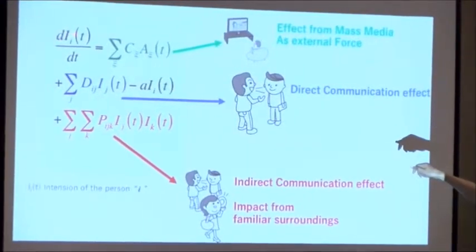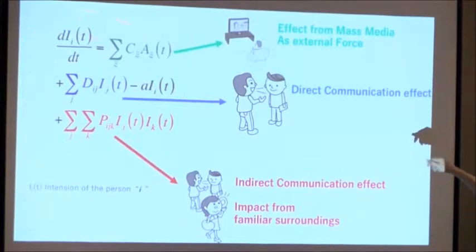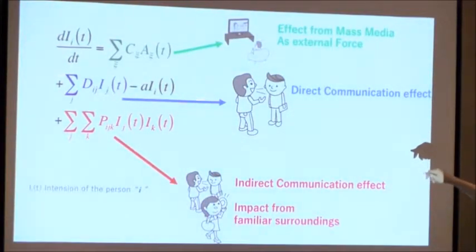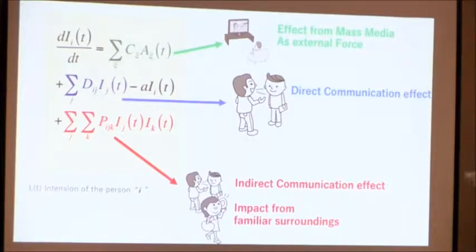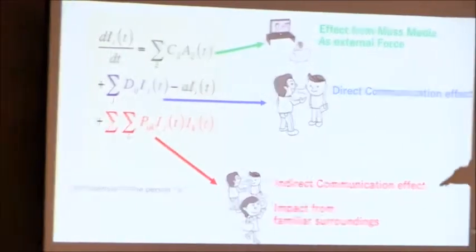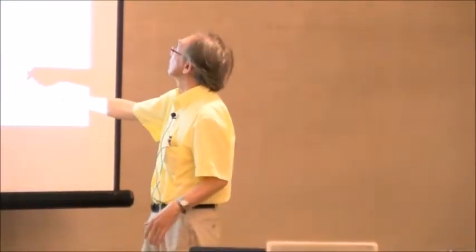The intention I of person I at time t is affected by mainly three parts. The first part is the effect of the mass media, which we considered as an external force, just like the electromagnetic field or the gravitational field in physics. And the second term is the direct communication effect. This is related to the bounded confidence model. His opinion is related to the opinion of other persons in the society.